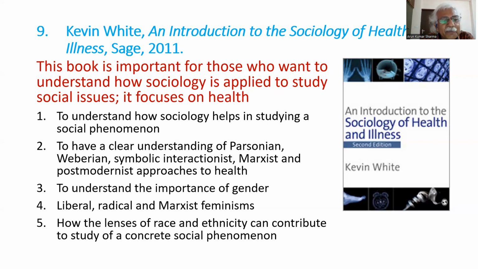and to have a clear understanding of Parsonian, Weberian, symbolic interactionist, Marxist, and postmodernist approaches to health. Once you understand what is Parsonian about health, or Weberian, or symbolic interactionist, or Marxist, or postmodernist, you can use those ideas and concepts in understanding other themes of sociology as well. So I will say that even if you are not doing sociology of health, you should read this book. It also covers liberal, radical, and Marxist feminism.